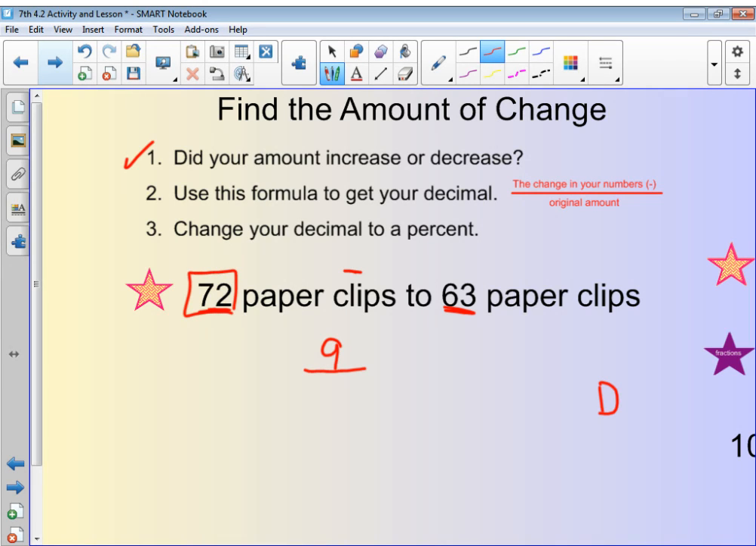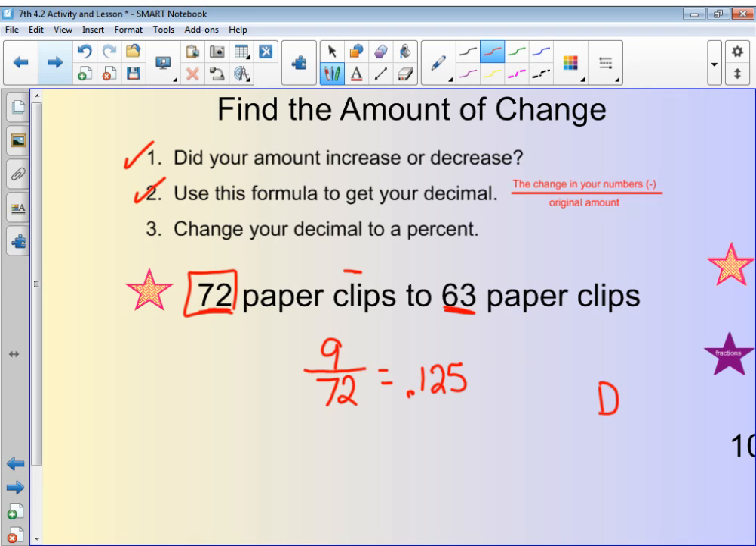Remember, our original number is always going to be that front number when they're set up like this. In a story problem, you're going to have to pay attention to wording. So 72 was my original number. Okay, so I've set up the formula. Now I'm going to change it to a decimal, and then it's percent. So to a decimal, top divided by bottom. So 9 divided by 72 gives me 0.125.